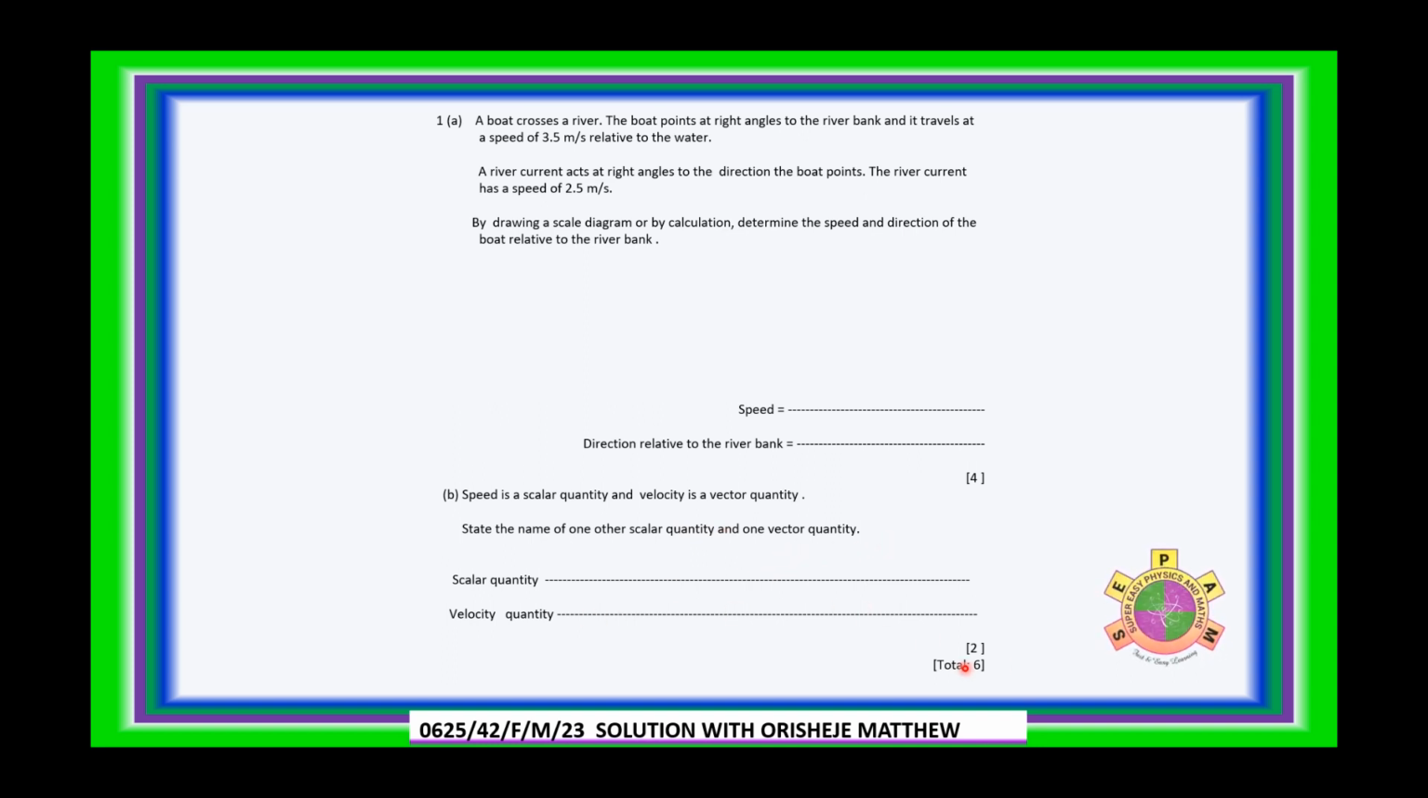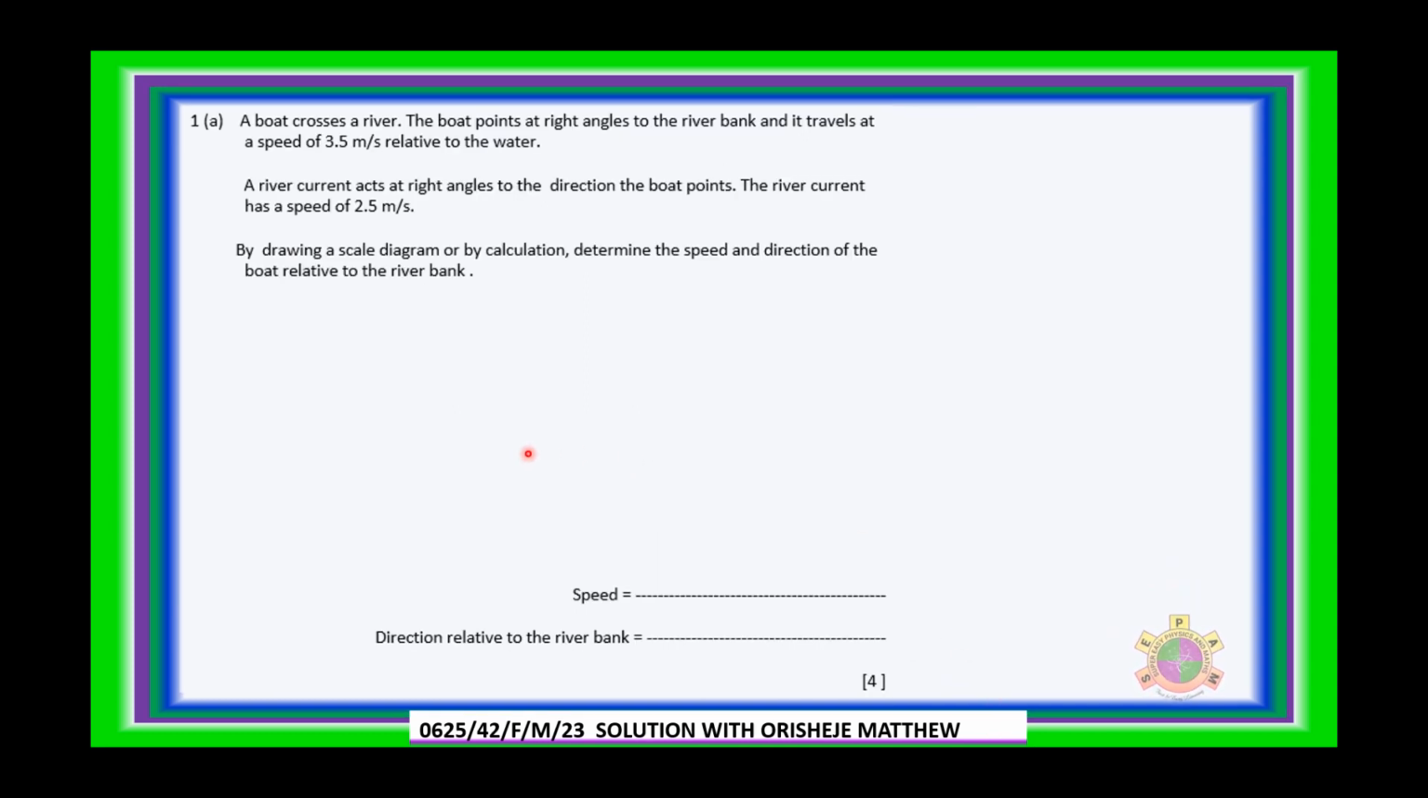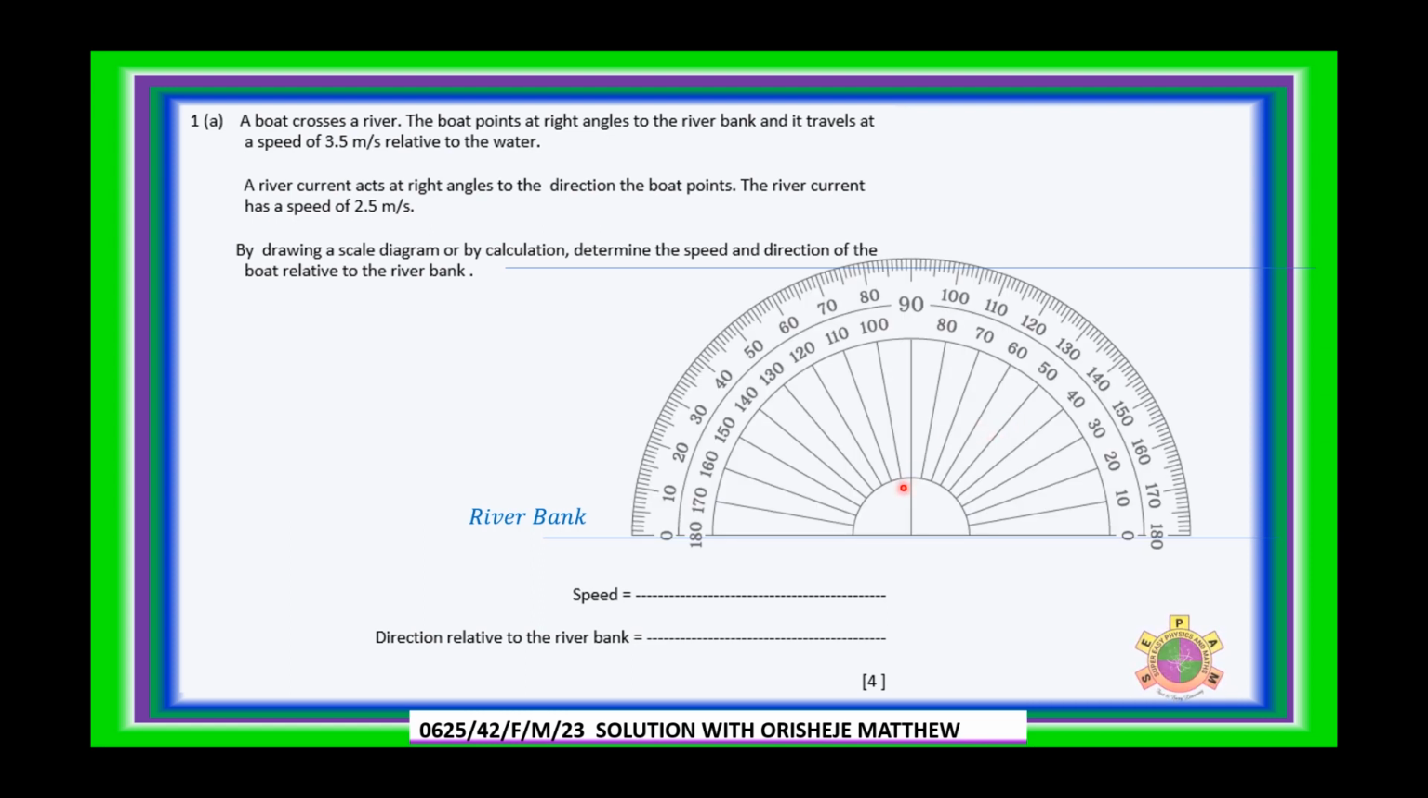So let's go identify the river bank. So this is the river bank. So the water is flowing like this. So this is the other end. So the boat is going to leave from this bottom and cross over to this point. Then the water is flowing in this direction. So let's assume the water is flowing from the left to the right. And so we take our starting point. The boat points at right angle and crosses over the river.